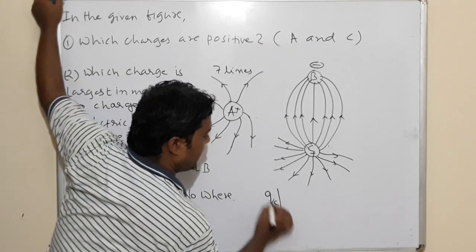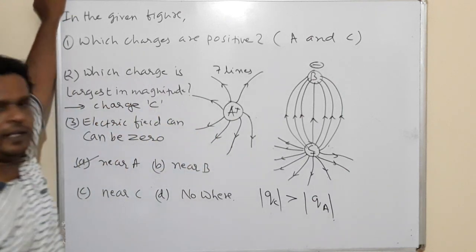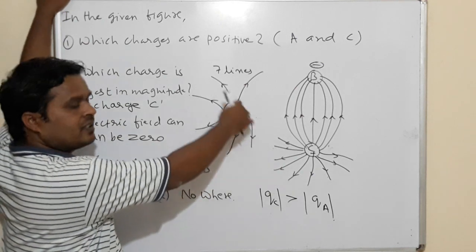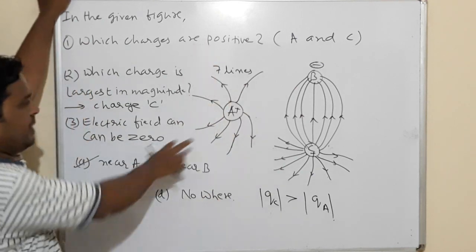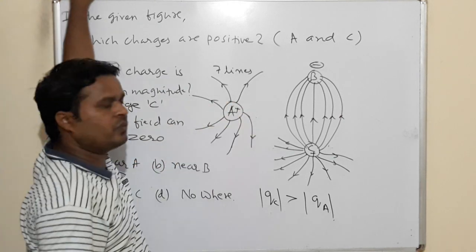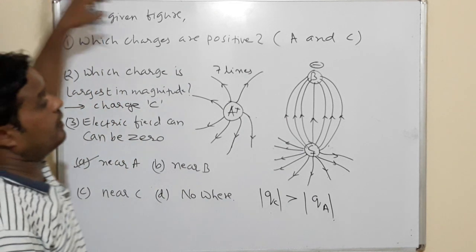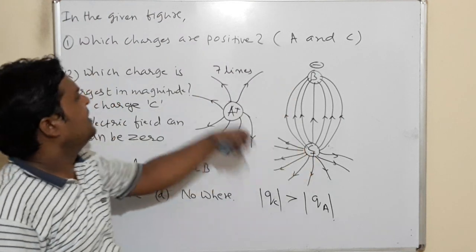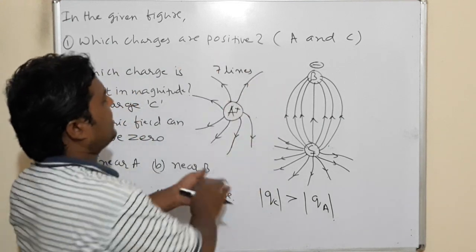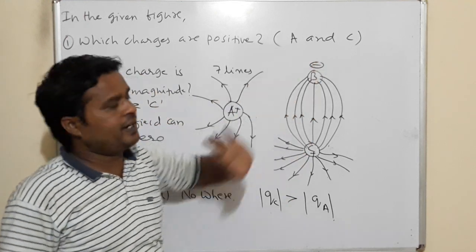Charge at C is more than charge at A. Of course, both are positive. You can take just QA, QC more than QA. Therefore, the neutral point exists closer to the charge of smaller magnitude. This is small in magnitude, so the neutral point exists near A. Follow this. And sometimes they will ask you to calculate the ratio of charges also. Signs you can mention. If the electric field lines are going away from the charge, then the charge must be positive. If the electric field lines are going towards the charge, it must be negative.